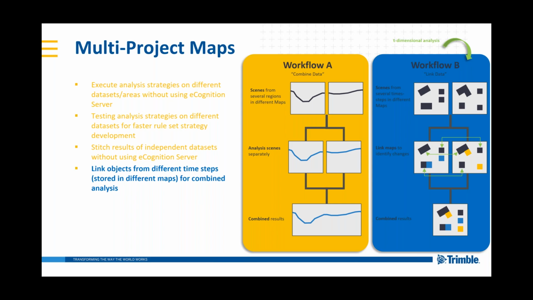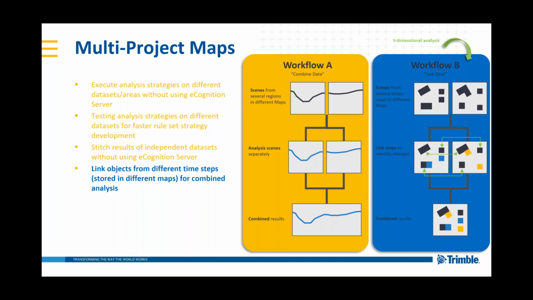When we think of the T dimension and time series analysis, workflow B is then a relevant example. So here we're linking objects from different time steps in different maps in a combined analysis. So we have our scenes from, say, T1 and T2. We can do independent analysis of these, but we can link the objects between these two maps to one another, and then we can combine those results in a final step.